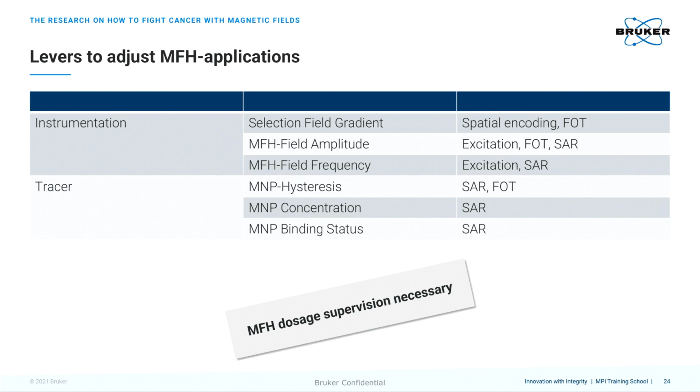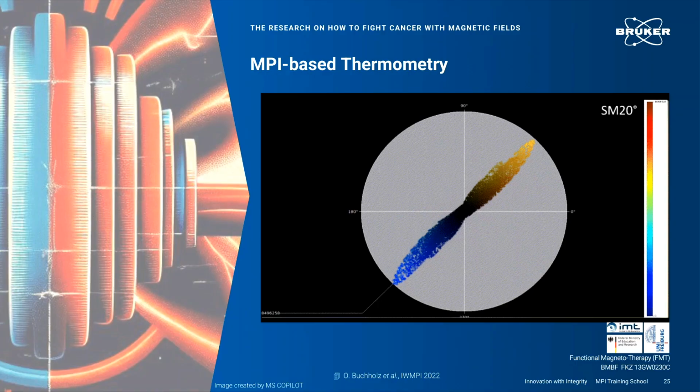So having a larger area is better in terms of SAR, but it also has an increased field of therapy. The concentration is for sure a huge lever of the SAR, and the binding status of the tracer will have an effect. And this is for sure unknown in normal applications. Okay, so we need to consider how to track the dosage applied.